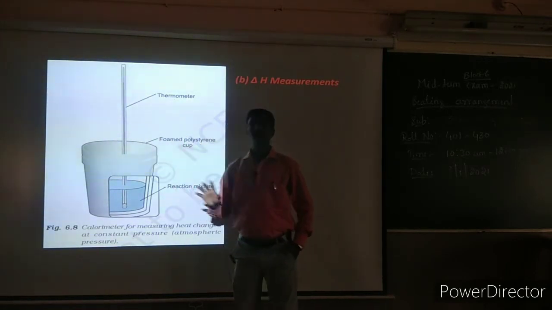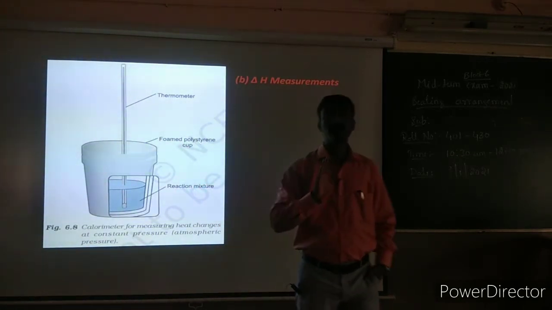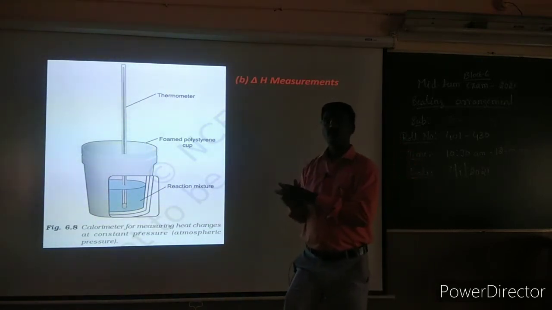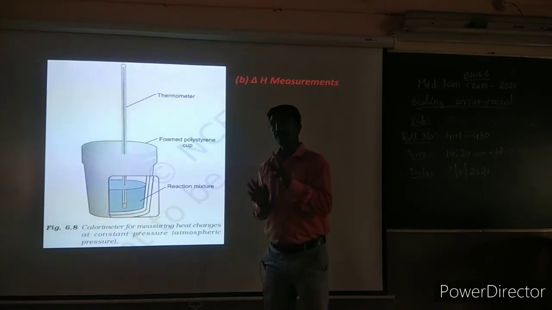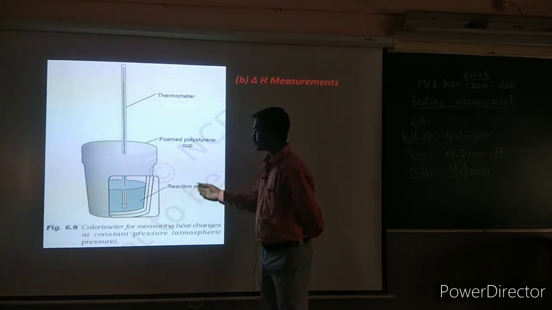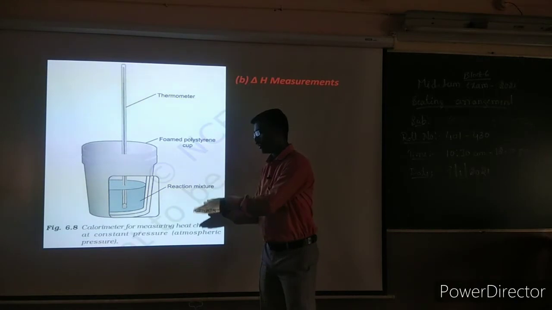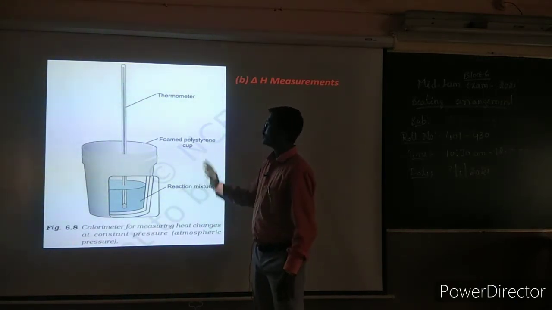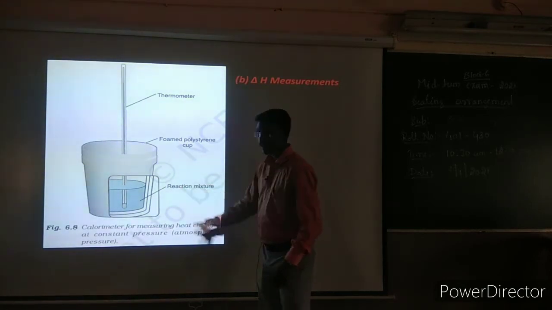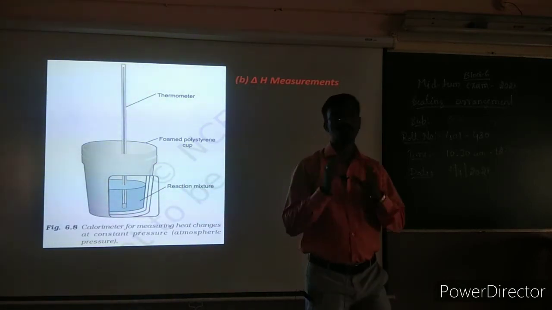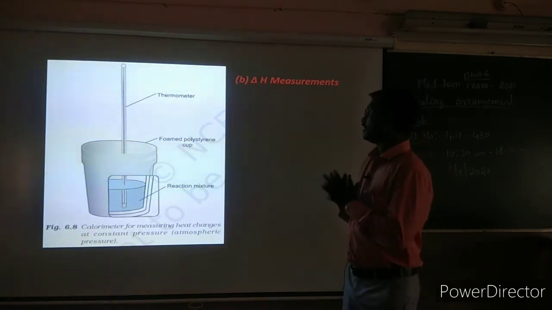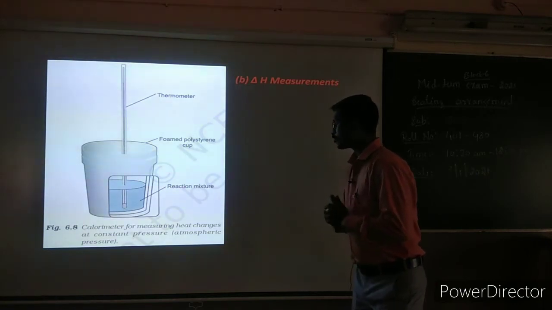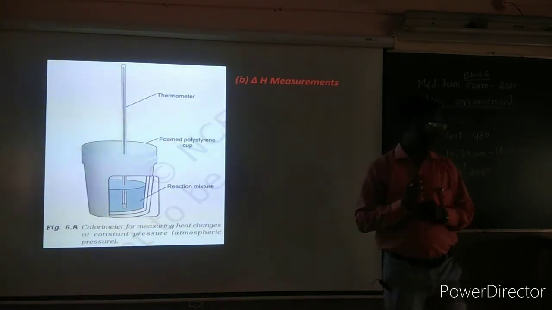This kind of experiment is carried out at constant pressure. Here we are not changing the volume. Initially one reactant, then another reactant is added, but the pressure remains constant. We are not changing any of the pressure. The mixture is not undergoing any change in pressure because it is placed in an isolated thermal container that is called a calorimeter.